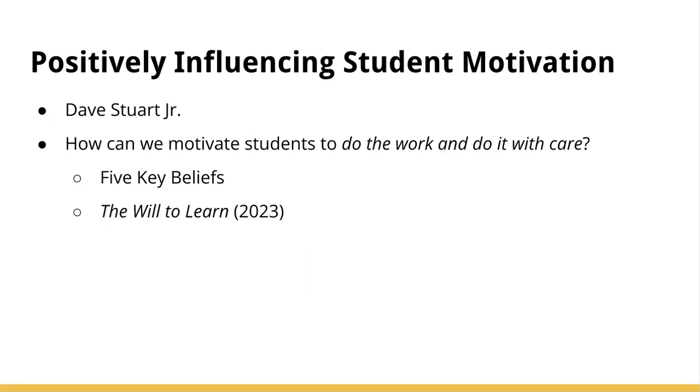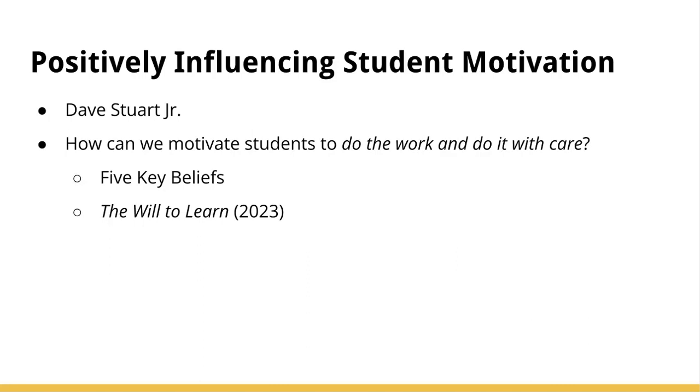He's writing primarily for, I think he says, a 4th to 12th grade level of educator, the educator who's teaching 4th to 12th graders. But almost everything I've encountered from him translates seamlessly to the work I have done with students and the work I talk about with other faculty. The big question he asks in his motivation work is, how can we motivate students to do the work and do it with care? Those two pieces are really important to Dave Stewart Jr., but also to us in our work. It's not enough to just have the students comply. We also want them to care about it.